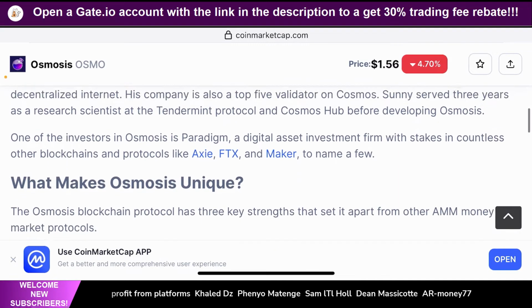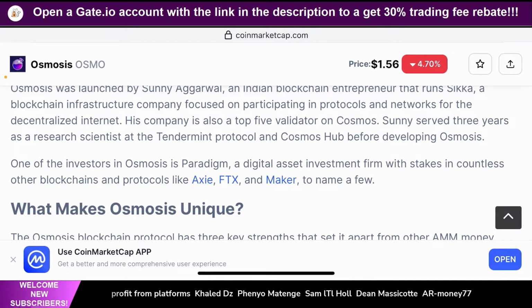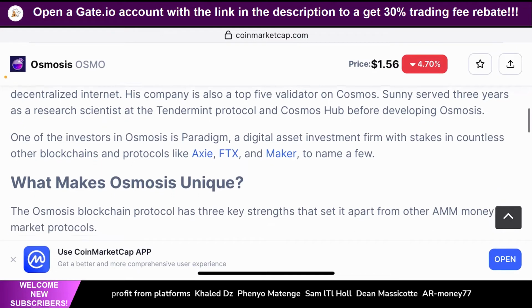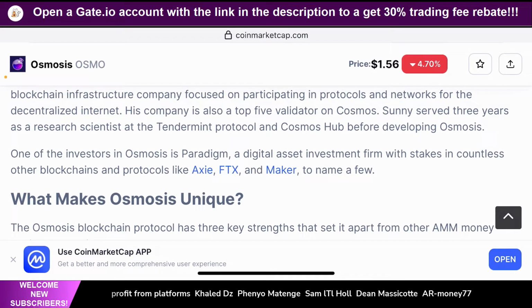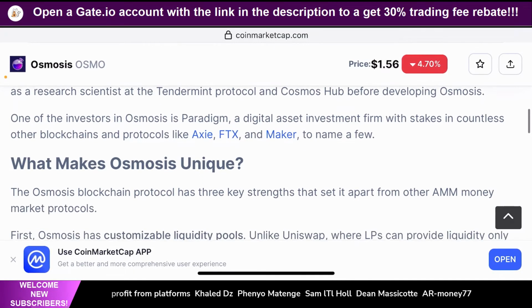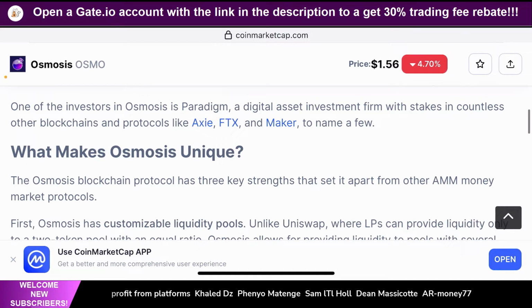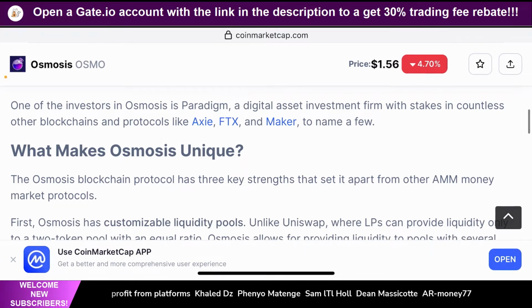But let's move on to the most important section: what makes Osmosis unique. So why would you choose to put your money onto Osmosis rather than any other platform, right? The Osmosis blockchain protocol has three key strengths that set it apart from other AMM money market protocols. So they have three main unique features that benefit their platform compared to other platforms.